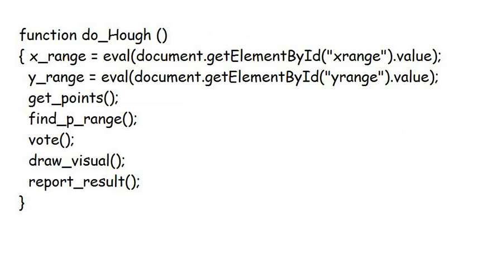The magic happens when you click on the Perform Hough Transform button on the screen. This calls the function doHough, which splits the task into manageable chunks. Firstly, values of x range and y range are read from the text fields on the screen. There is no check that the text fields actually contain numbers, and you might like to remedy that by adding in some checks to prevent the program from producing nonsensical results.